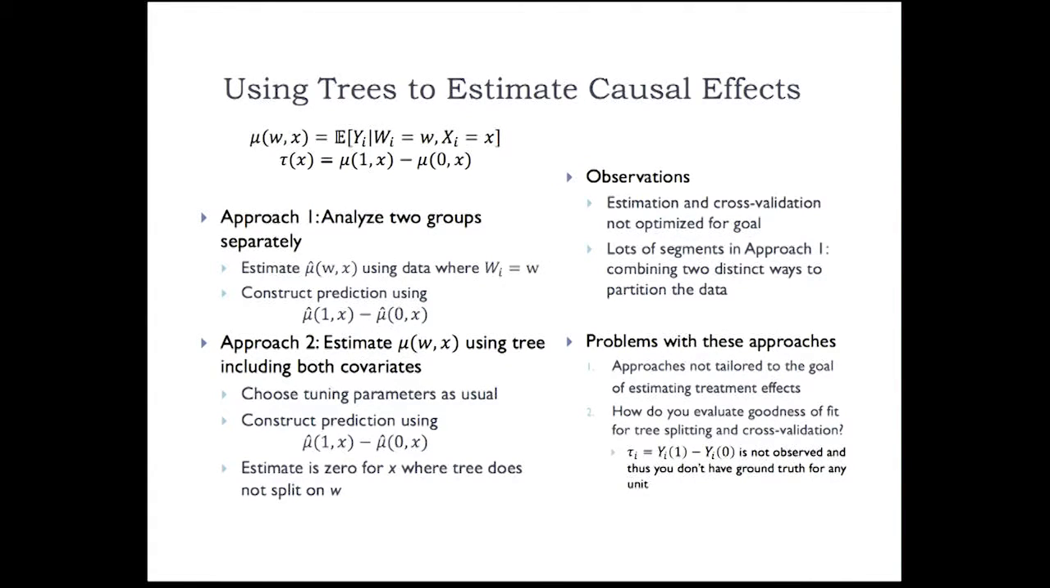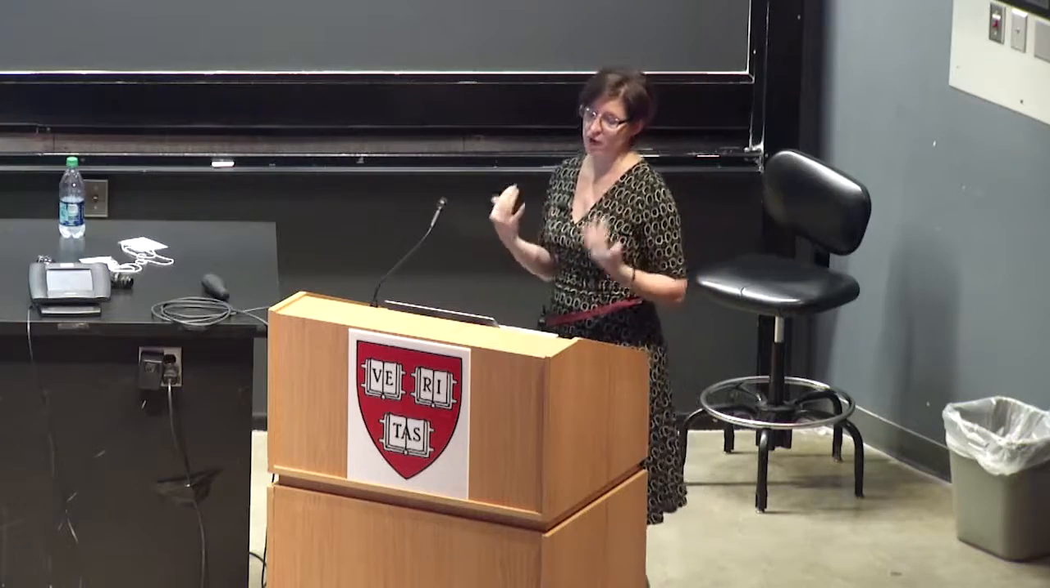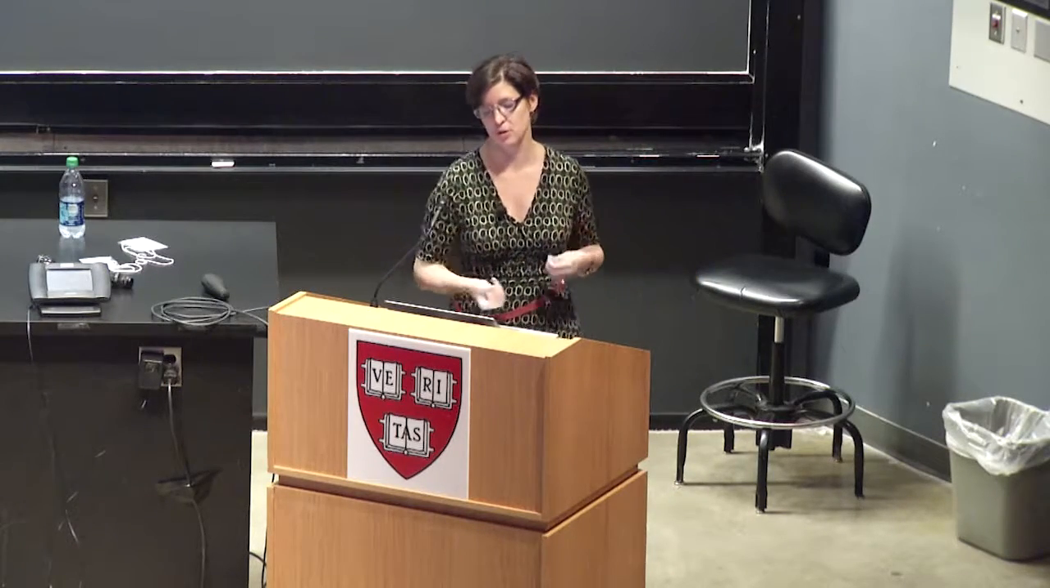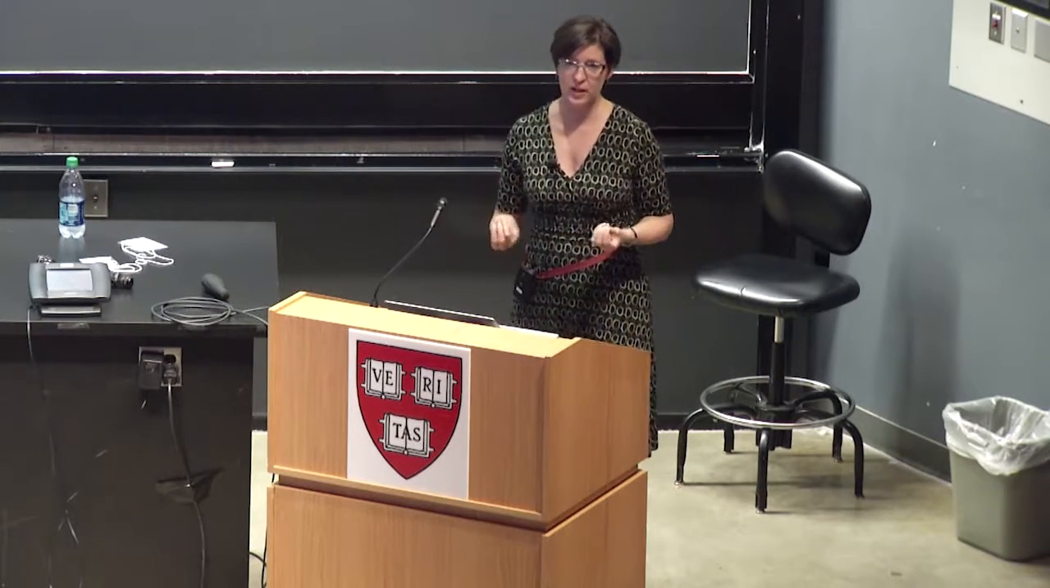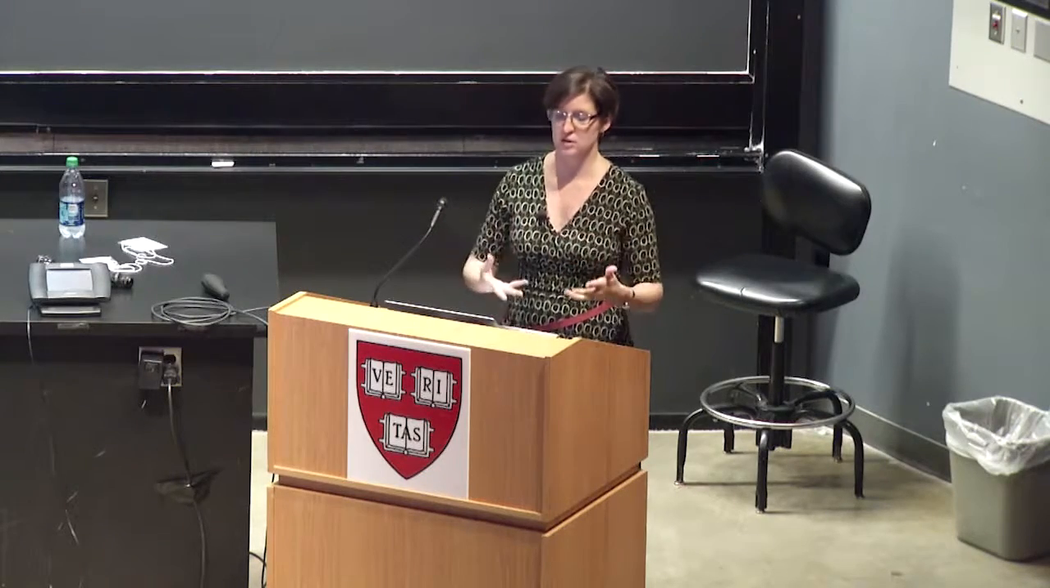The second approach would be to estimate one big model, both as a function of w and x, and then just construct the prediction by substituting in w equals 1 and w equals 0 and taking the difference using your predicted model. The weird thing about that is that it's going to estimate a zero treatment effect anywhere the tree doesn't split on w, or certain interactions are just going to be sort of ruled out.